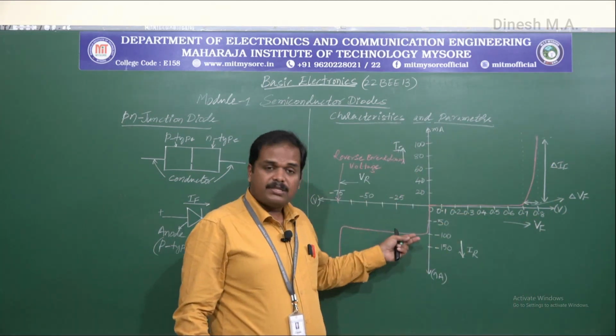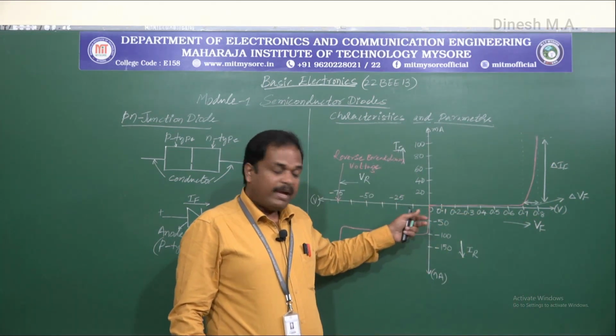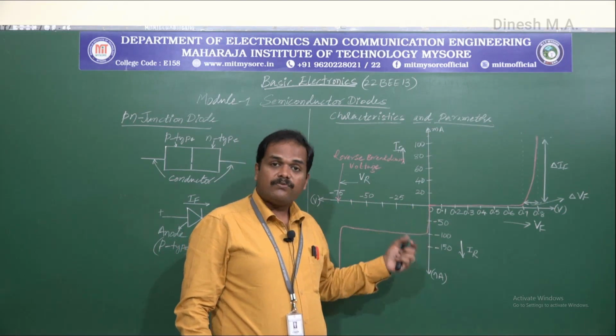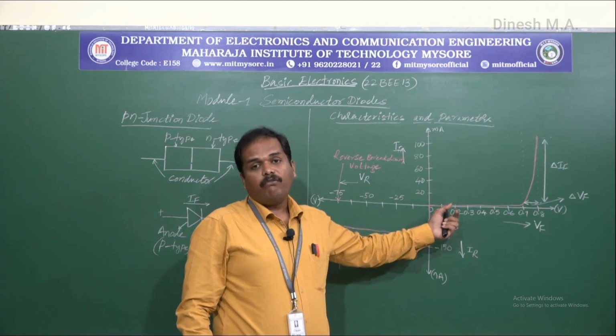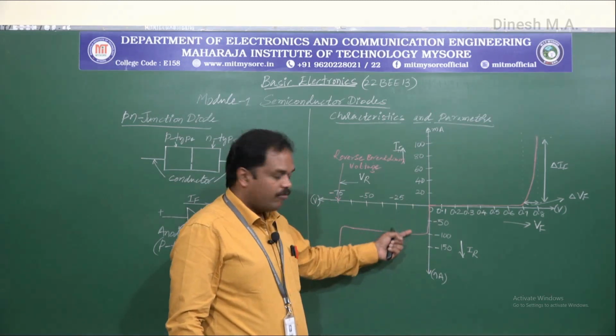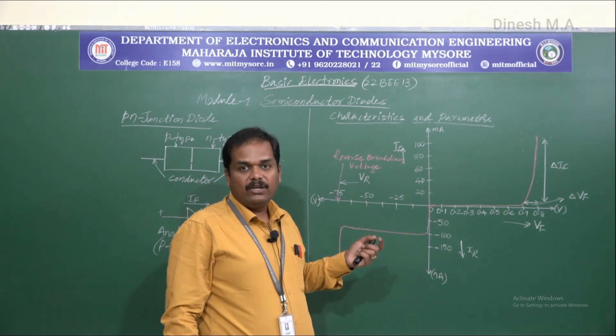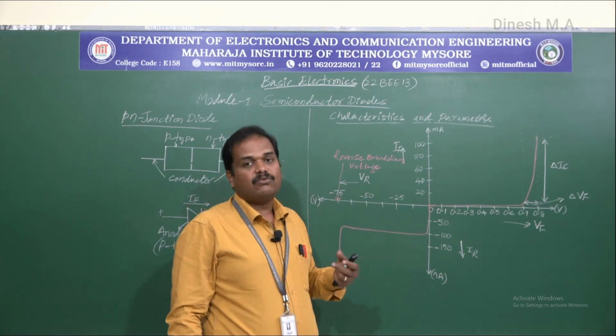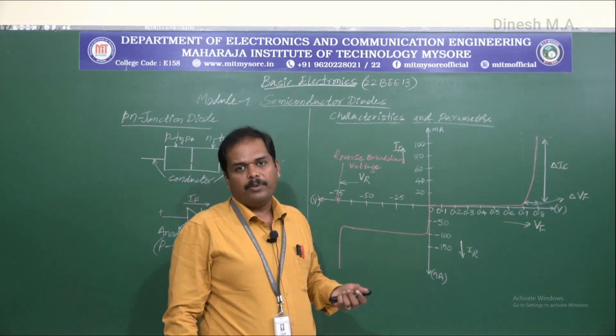And from these IV characteristics, we have understood that when the diode is forward biased, it offers a low resistance path, working as a closed switch, and when it is reverse biased, the diode offers high resistance, working as almost an open switch.